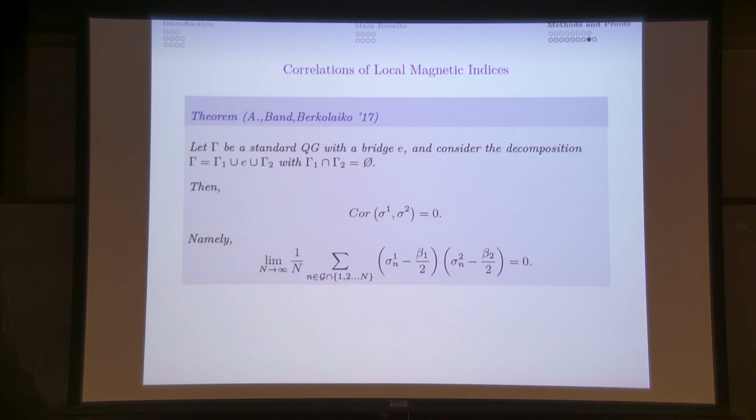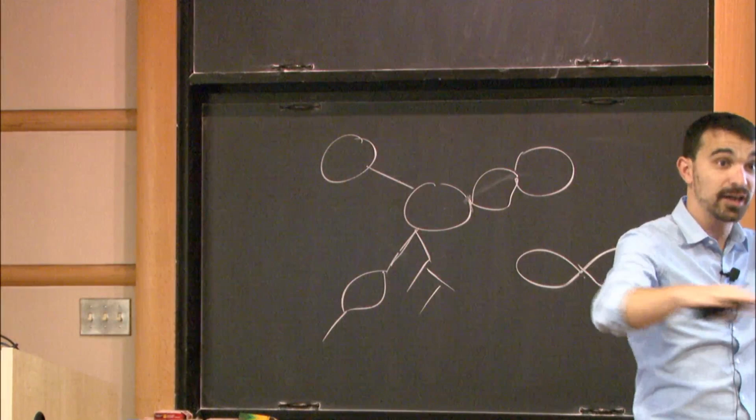For the vertex-separated graphs, it's a totally different story. And there, instead of looking at the places where the fluxes are zero, we look at the entire manifold of fluxes and their critical points.